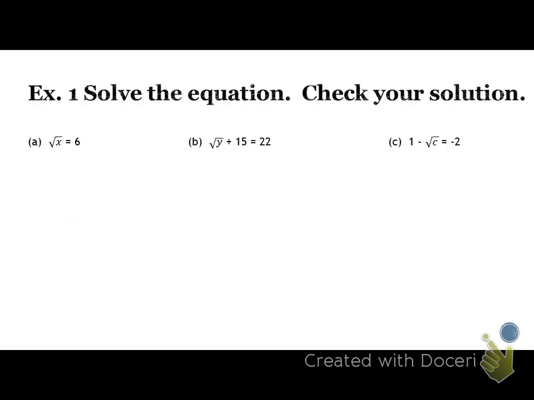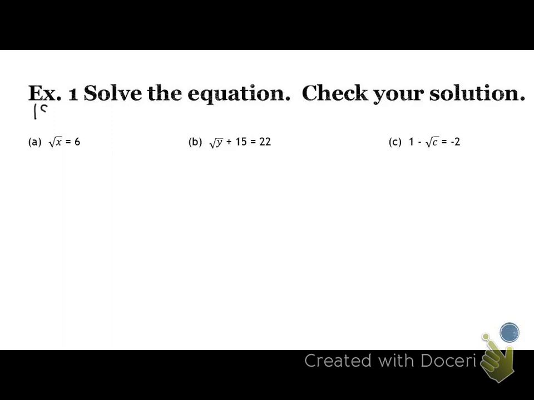So let's look at example number 1. It says solve the equation and check your solution. Now here's the first thing we look for, and this is the first thing I would add to your notes, right near example number 1, maybe right underneath it. The first thing we have to do is we have to isolate the radical. We have to isolate the radical.